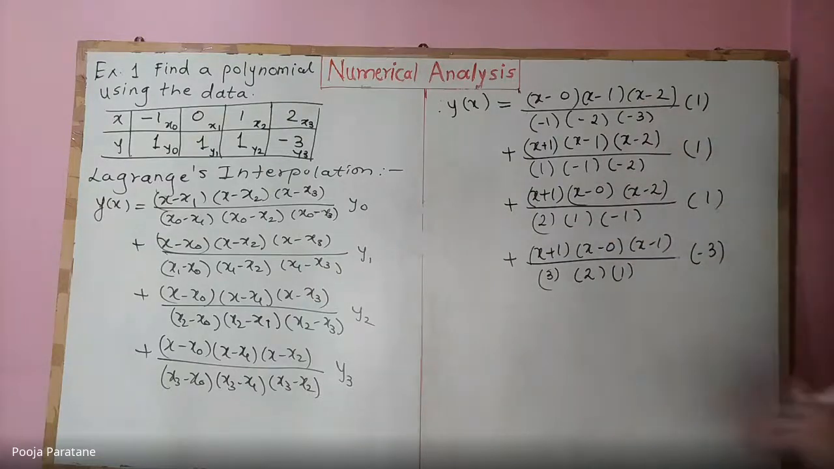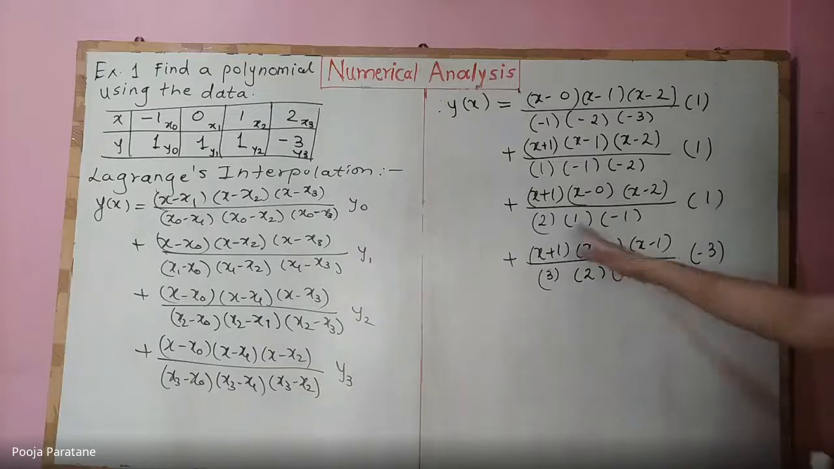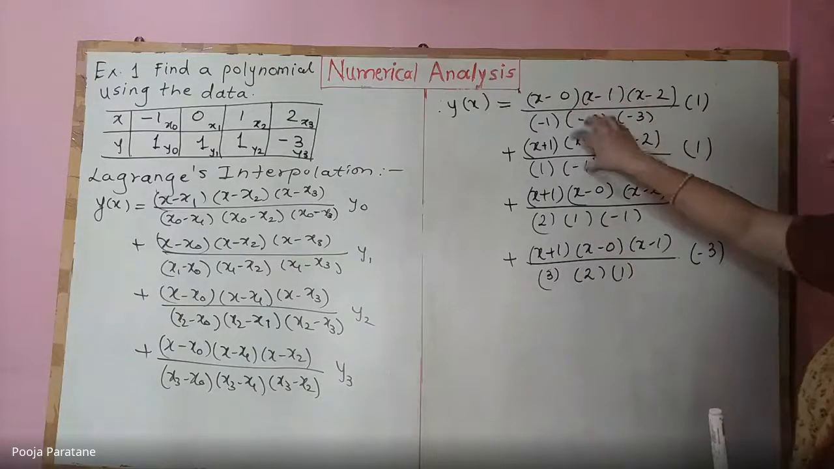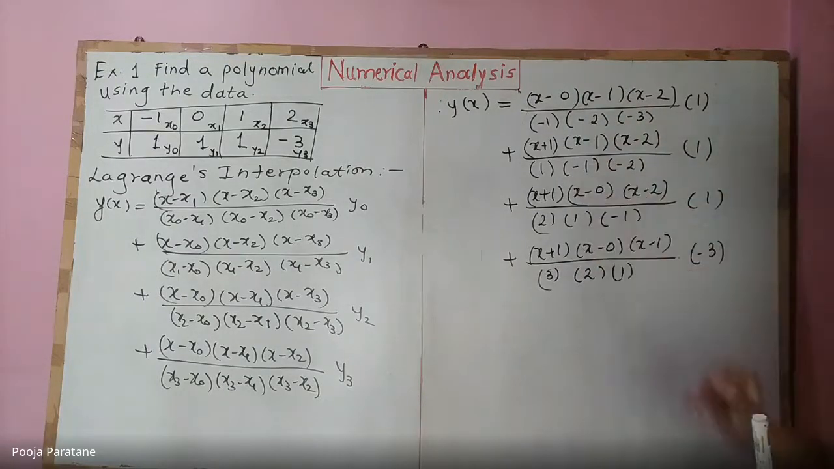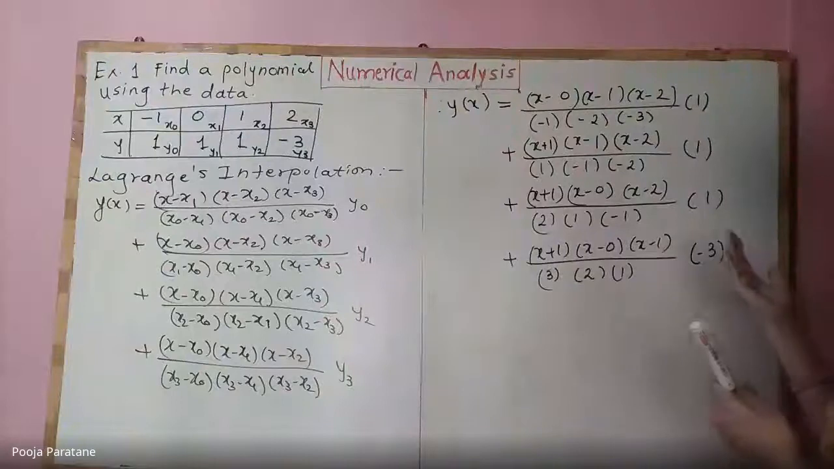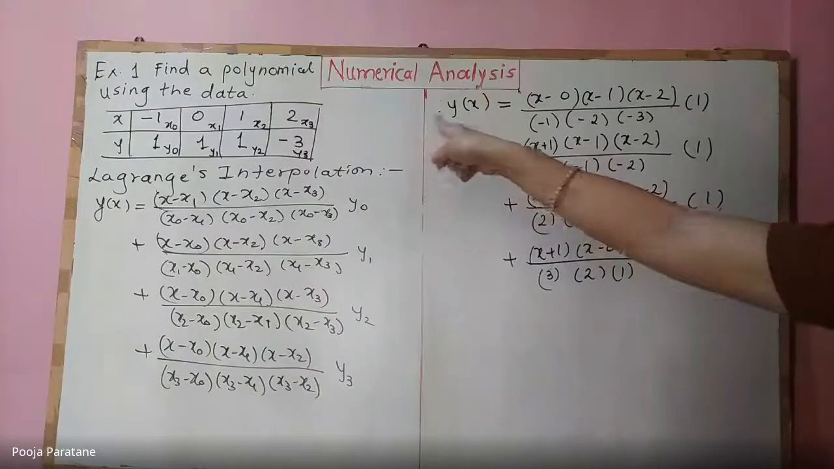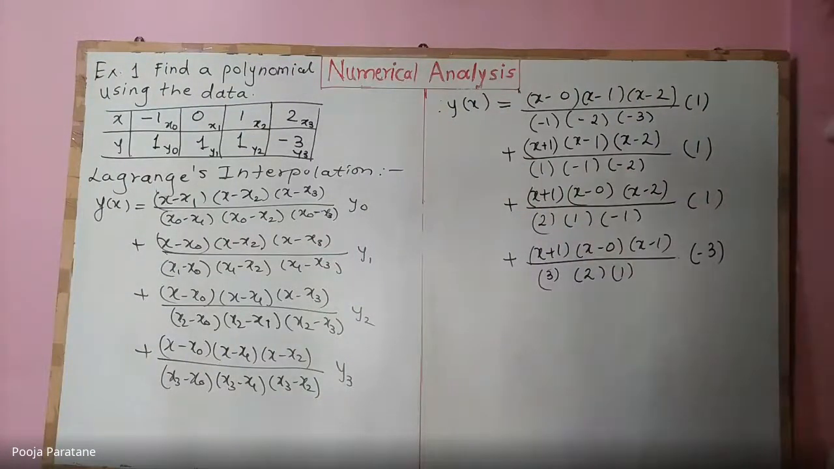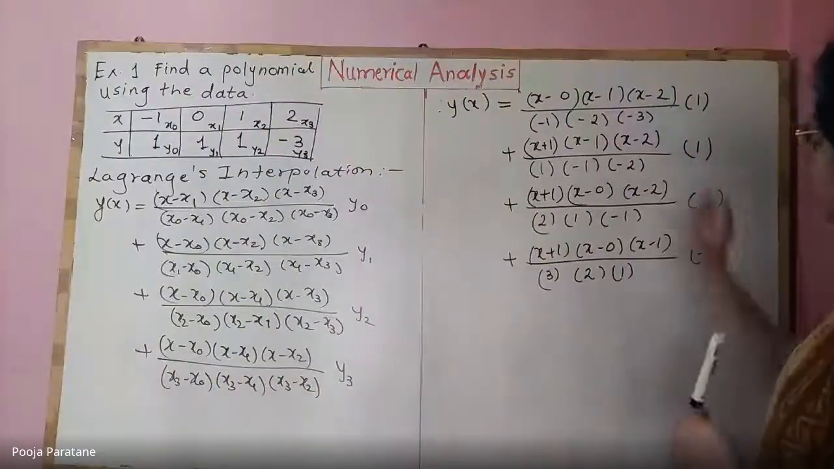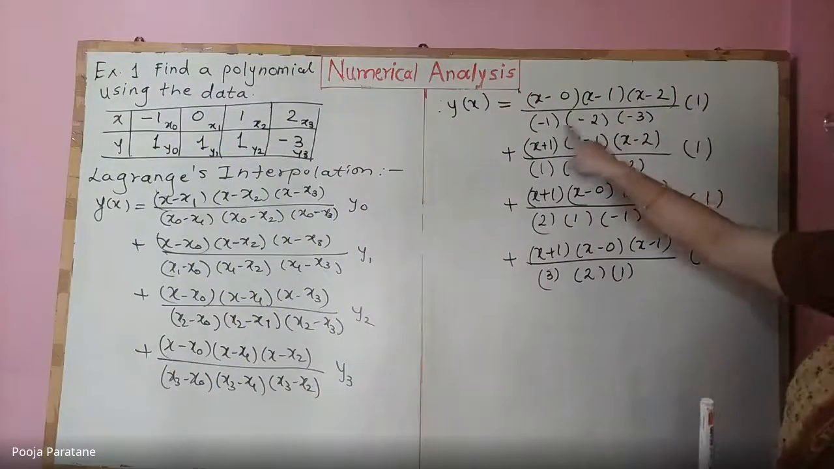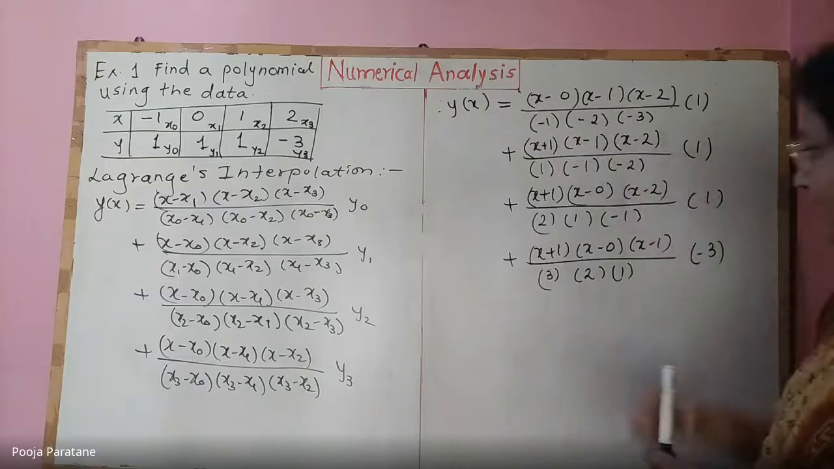While calculating the value of this y at some certain x, we consider separately the values L0, L1, L2, L3. But now we are interested in finding the coefficients of those powers. Here n equals 3, so we will get a cubic polynomial. So let us calculate this constant. What will be this sign? First we have to check the sign of this.